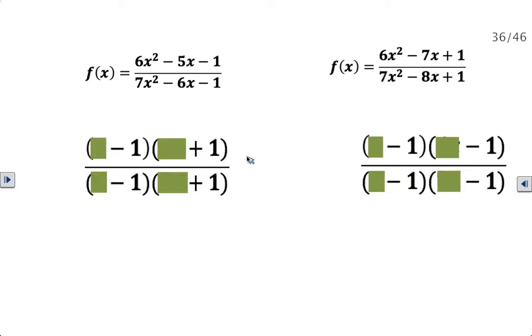Okay. Now for the next part, you have a leading coefficient of 7. So you're going to have just two terms that you multiply together to get 7x squared. So in that case, a 1 and a 7.